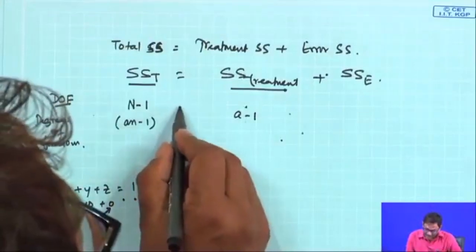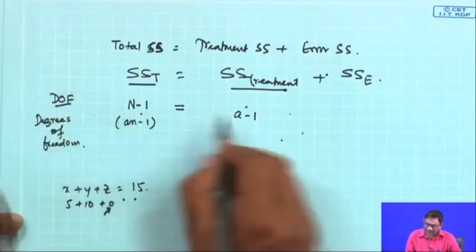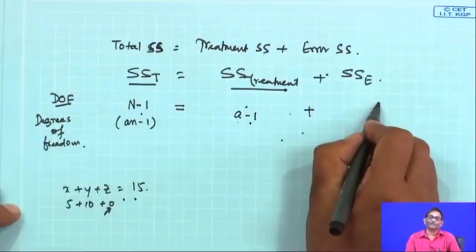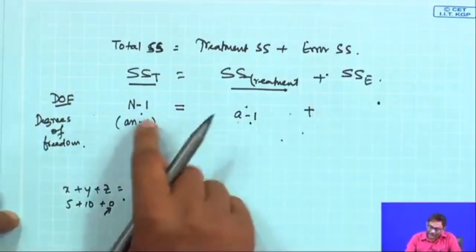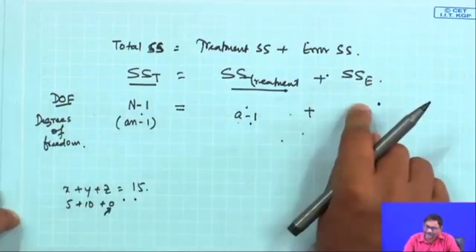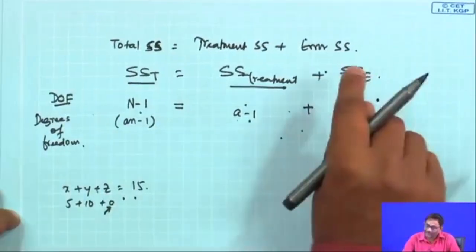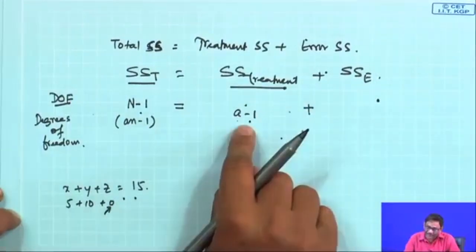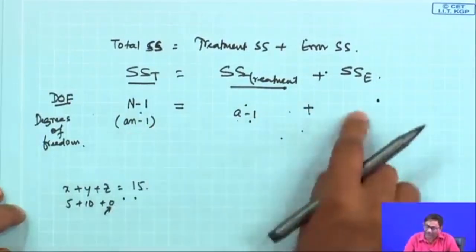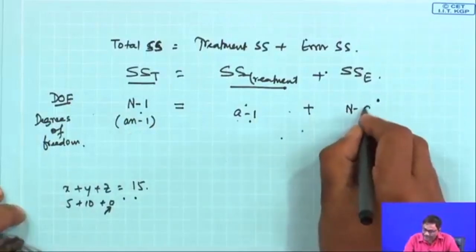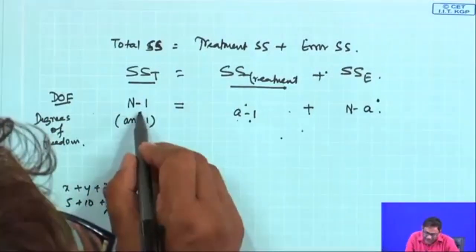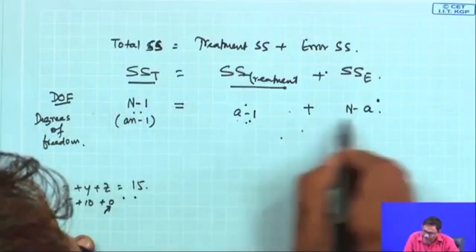So, the n minus 1 degrees of freedom equals a minus 1 plus the remaining degrees of freedom. What happened? The total degrees of freedom remains for the calculation of error. Already a minus 1 degrees of freedom is used for treatment, and 1 here. So, what will happen? You have n minus a degrees of freedom left to calculate the error. And you see, n minus 1 equals a minus 1 plus n minus a.